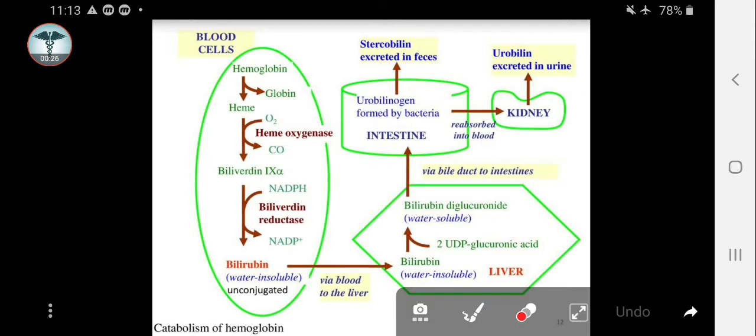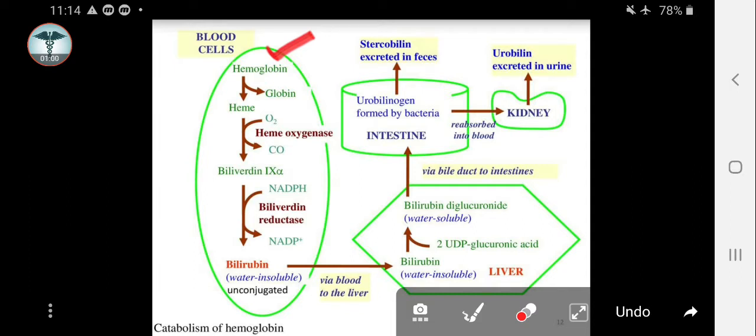In the spleen, macrophages are the main cells in which the breakdown of these RBCs occurs. Other than the spleen, the destruction of RBCs also occurs in the Kupffer cells of the liver and the macrophages of the bone marrow. Now consider this is a macrophage. As a macrophage engulfs an RBC, it is broken down into hemoglobin.